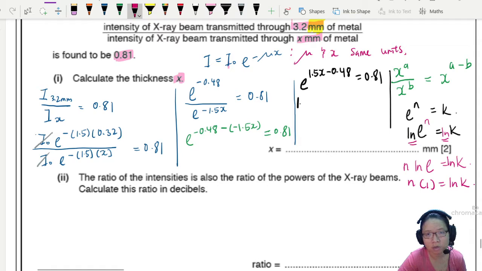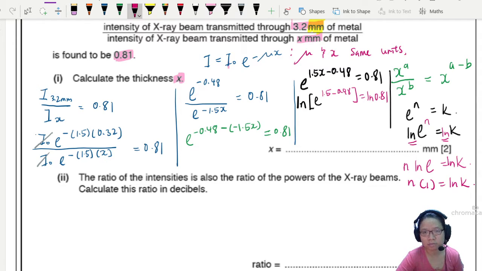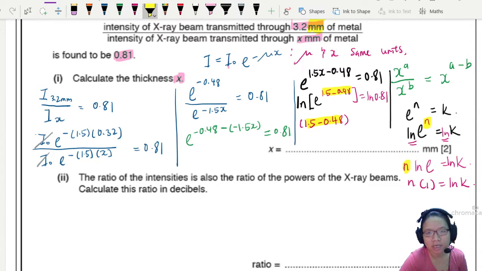I will ln both sides now. This will be ln bracket e to the power of 1.5 minus 0.48 is equal to ln 0.81, ln both sides. So what I have now is 1.5 minus 0.48. The n I bring down. This value of n is moved downwards. So this is the n. We move it in front of the ln. Ln e is 1. Okay.